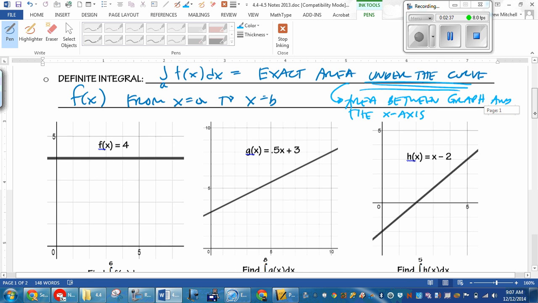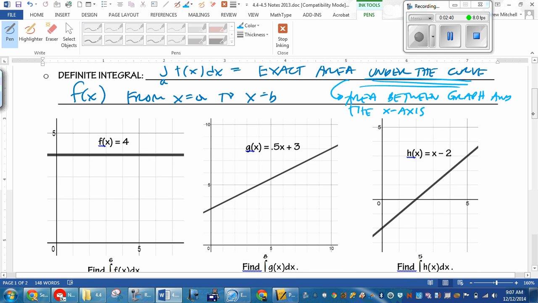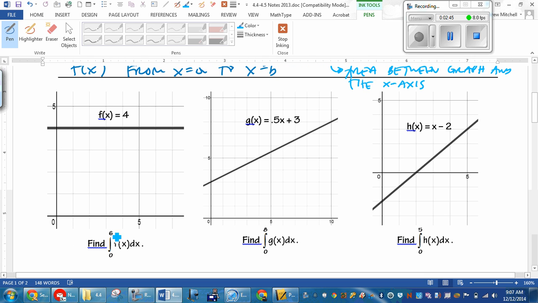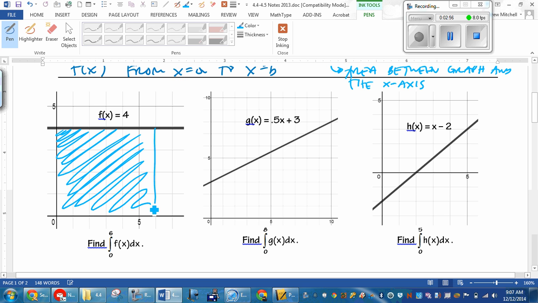We did a little bit of this the other day. If we look at our first example down here, it asks us to find the definite integral from 0 to 6 of f of x dx. That just means find the area under this graph from 0 to 6. So from 0 to 6, under this line, we just end up with a big rectangle. Alright, so right now we're starting off with basic ones that we can find geometrically. Like I said, later we'll learn how to do it without area formulas. But here we've got a base of 6, height of 4, so our area comes out to be 24.